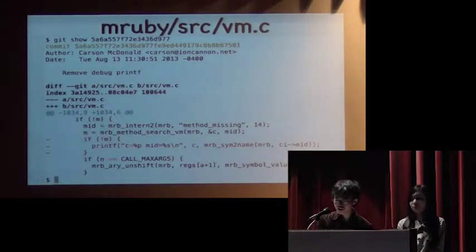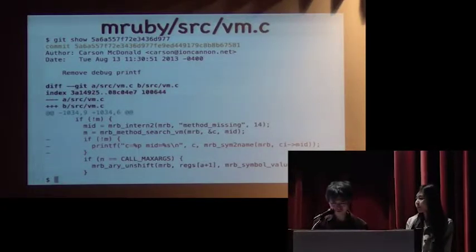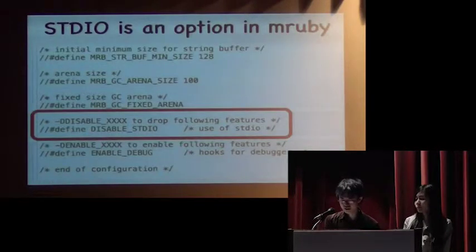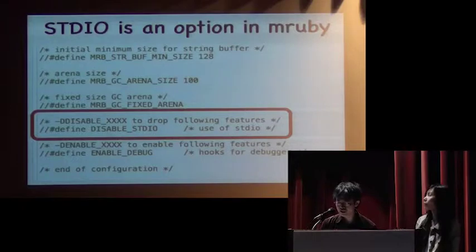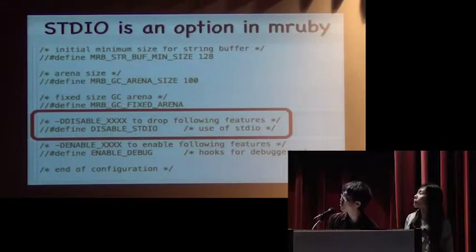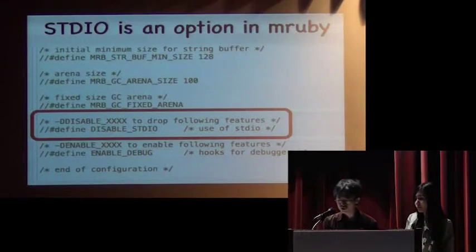You can find debug print even in Ruby, and in mruby committers. But in mruby, standard I/O, stdio, is an option. You can use mruby even on a small board like this without standard I/O. So you can remove the IO class and all methods in IO. If you do so, you should start to implement your original debug print method.